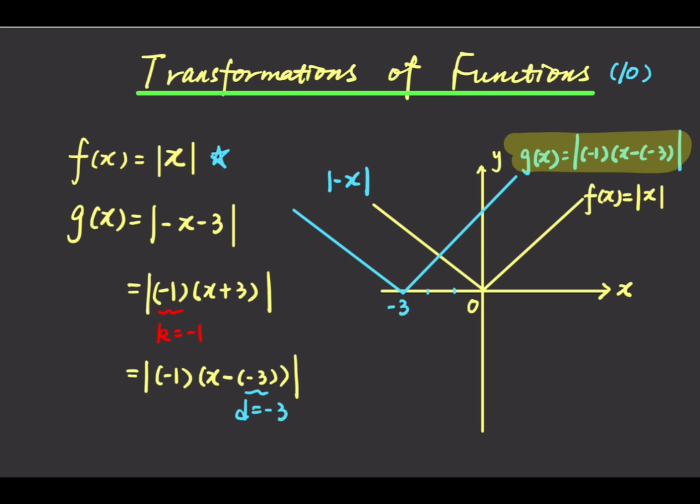In your mind, you need to know every point should be translated to the left side by 3 units, and this point it should be here, here. That is to say, this distance, this distance, this distance should be 3 units. Okay, so this is the final transformed function from the original function.